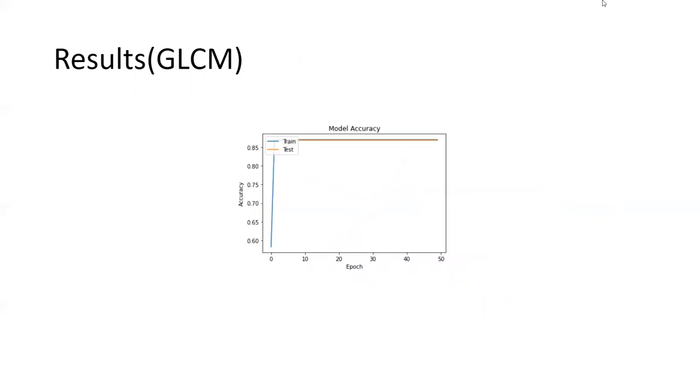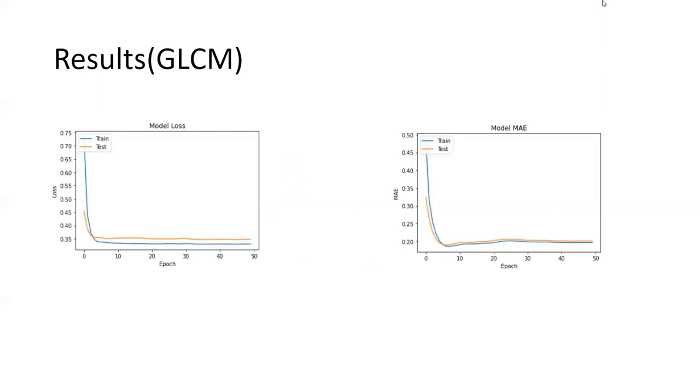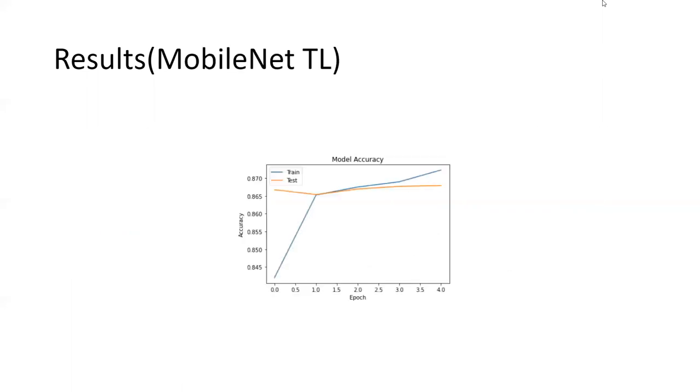For GLCM, we can see that at the beginning of the epoch training, the model tends to learn the dataset. And also model loss and MAE are consistent with each other. And this result is from MobileNet with transfer learning.